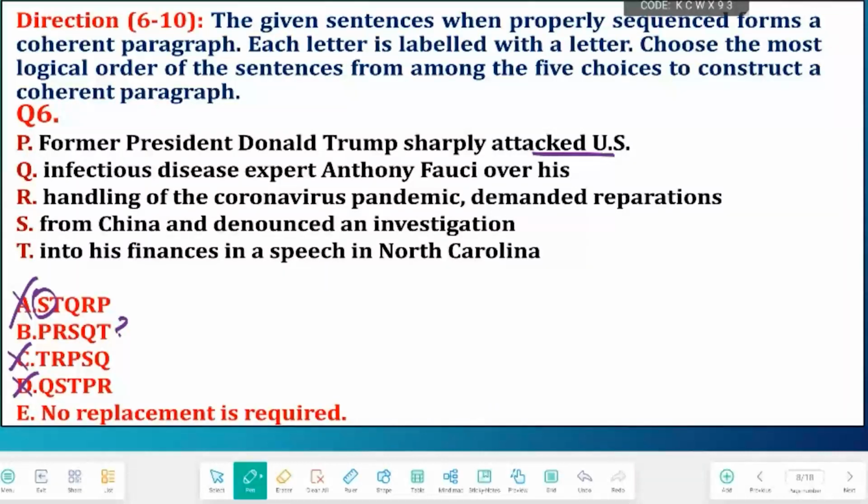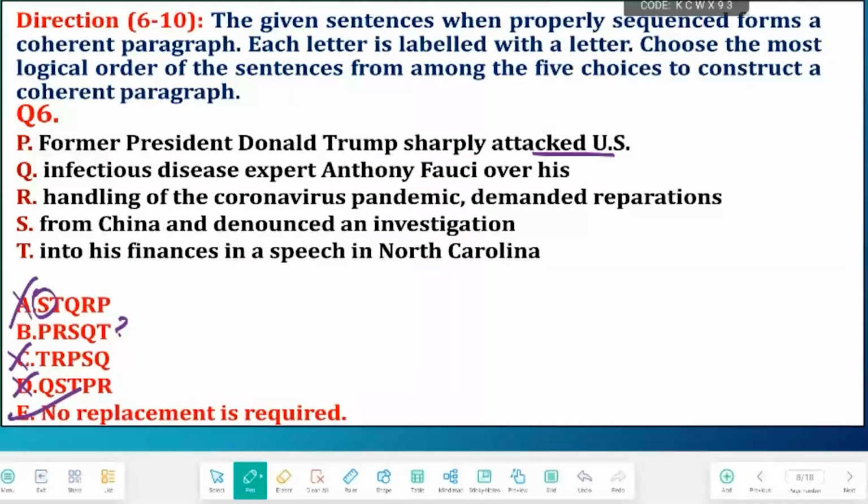Now let's see if we can solve with the B option. What comes after P? P for Pune, then R for Rajasthan. So former President Donald Trump sharply attacked US handling of the coronavirus pandemic, demanding reparations. No, this doesn't seem to be the correct sequence. After that S, reparations from China and denounced. No, this can't be. So the correct answer will be E for England. That is, no replacement required.